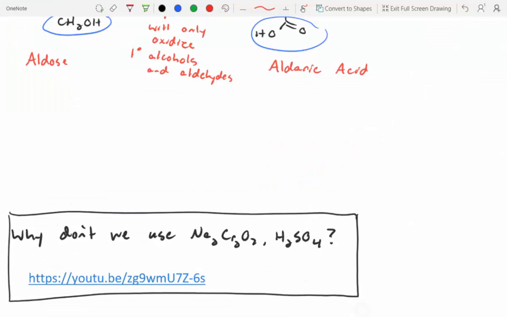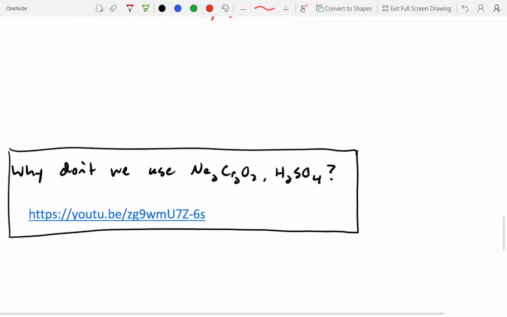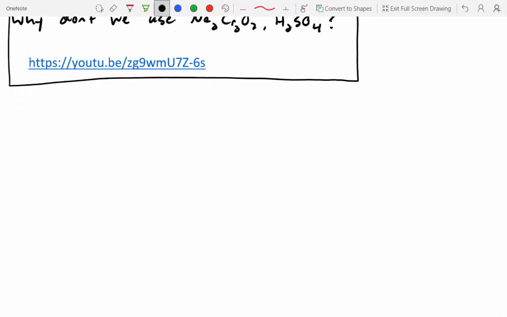All right, so let's take a look back at our lecture material. The sugars in the above examples all got oxidized.